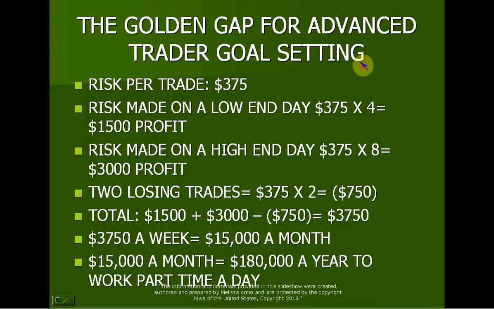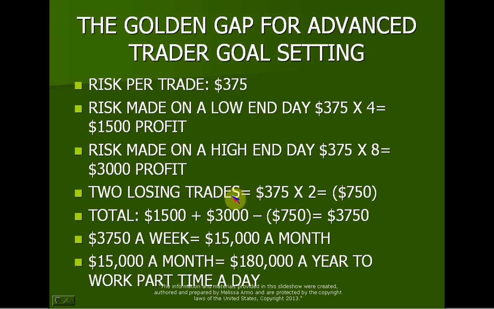So for advanced trader goal setting, let's just look at this. If you risk $375 per trade, on the low end, you make four times the amount. One day something works, you make four times the risk. It goes to target, but not the dream target. $1,500 is what you make in profit. You book it. On a high-end day, like on CRUSS, eight times the amount, $3,000 in profit. Very good day, goes to the dream target.